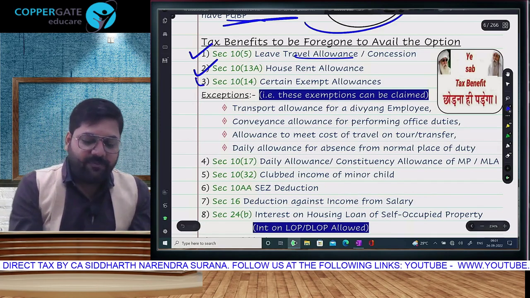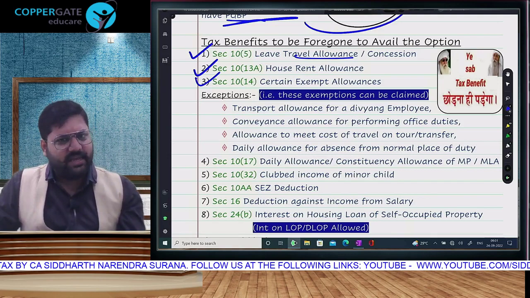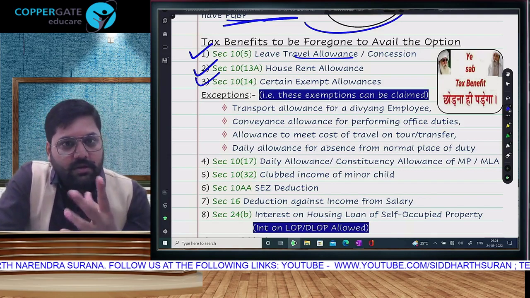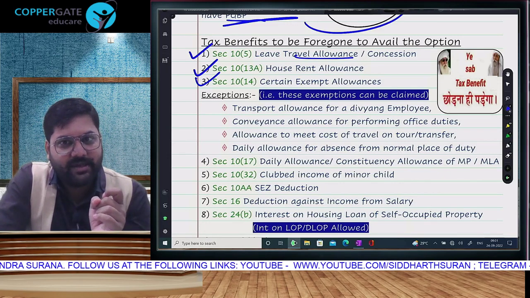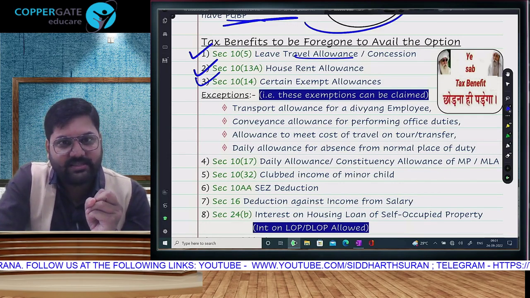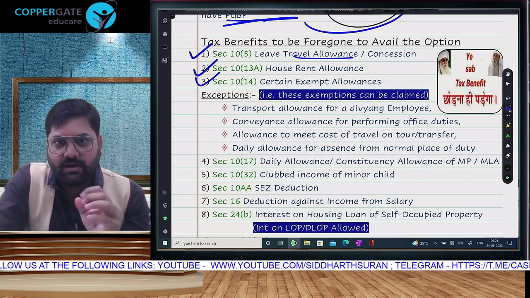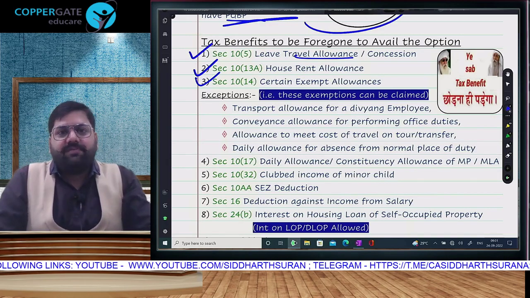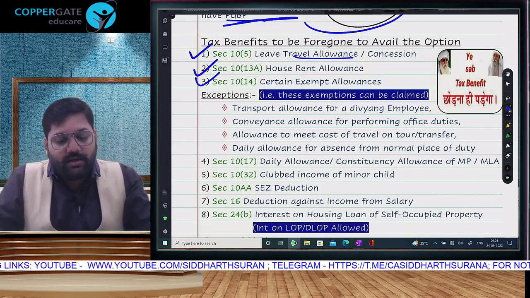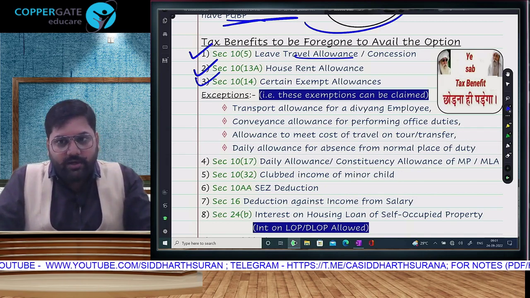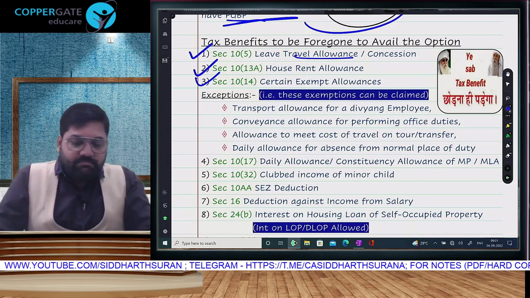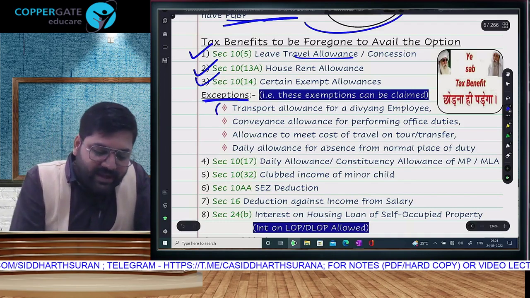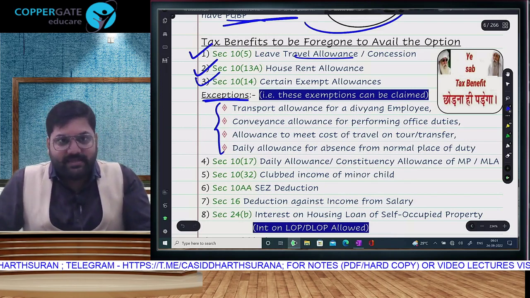10(13A). 10(14) is a list of exemptions, again in the salary chapter. I'll tell you about them. They will at least sound familiar. Children education allowance 100 rupees per month, maximum 2 children. Children hostel allowance 300 rupees per month, maximum 2 children. Tribal area allowance 200 rupees per month. There are certain exemptions given. In the old regime allowed, not allowed in the new regime. 10(14) also not allowed in the new regime. That is clear? But with some exceptions. Exceptions meaning, we are taking 4 exceptions in 10(14).